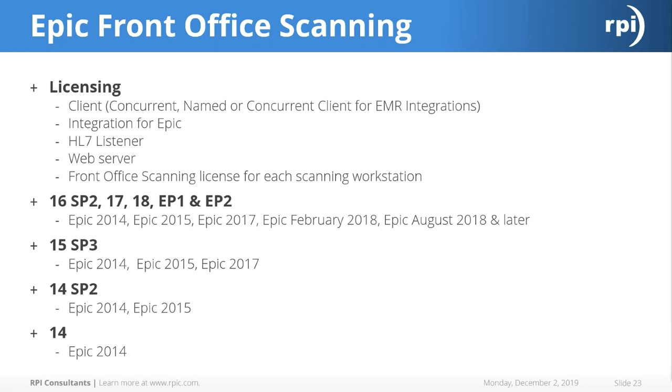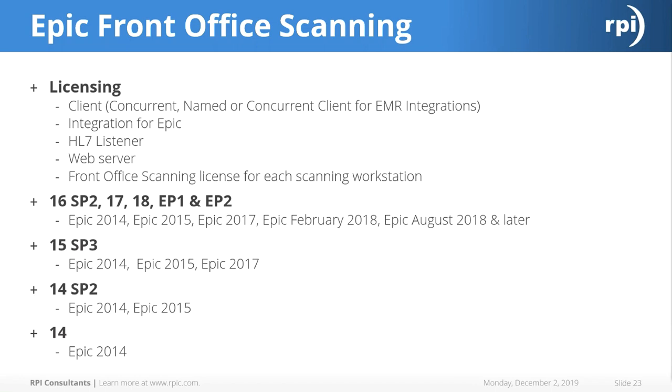Also, as of OnBase 17, the front office scanning client can load a different configuration file when scanning is initiated from registration contacts. So to take advantage of this feature, you must create and configure the new file, so an Epic FOS config.registration.xml. If you do not want to use this feature, then you don't need to make any configuration changes.